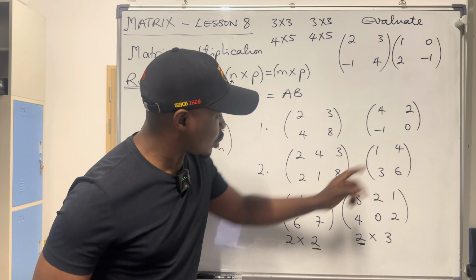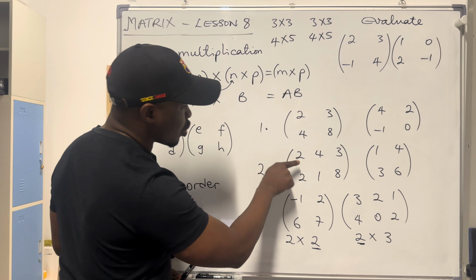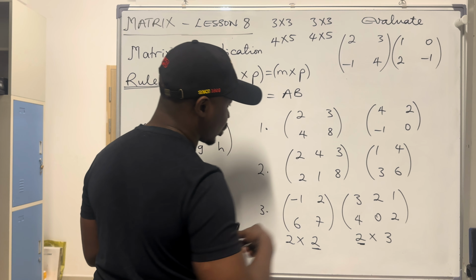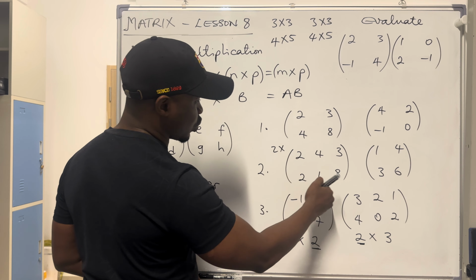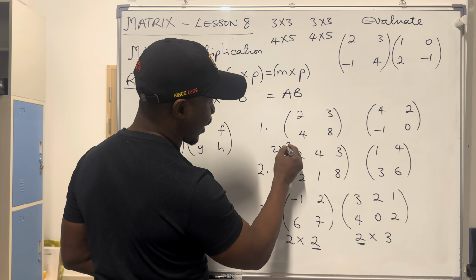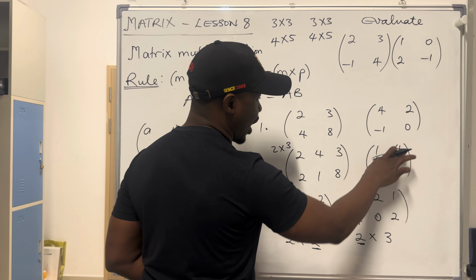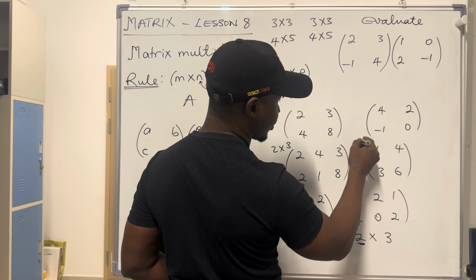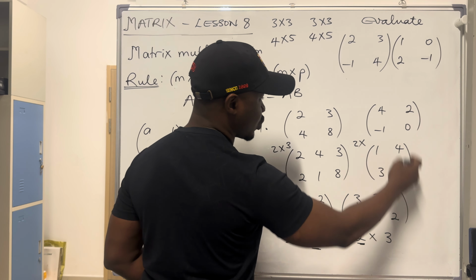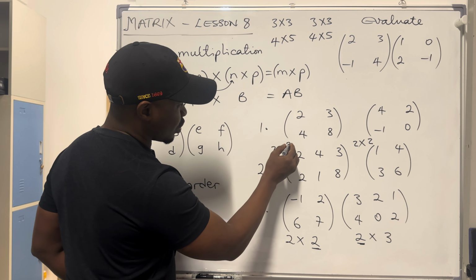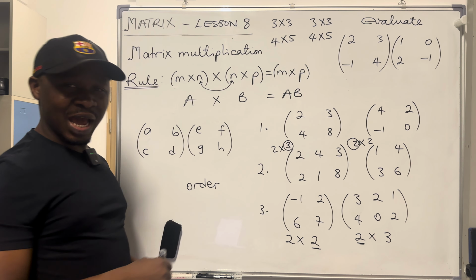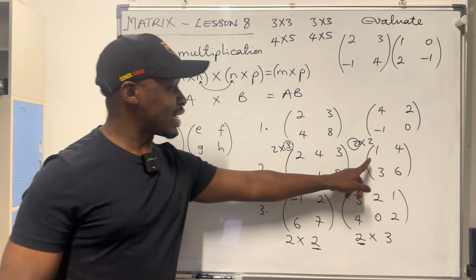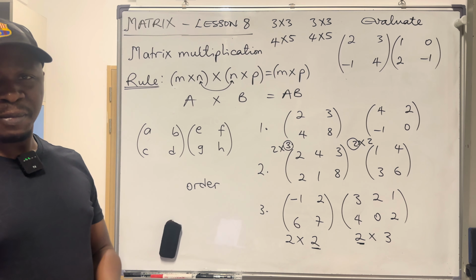Let's find out these two. How many rows? 1, 2 rows. How many columns? 1, 2, 3 columns. How many rows? 1, 2 rows. How many columns? 1, 2 columns. So this one here, are they the same? No, they are not the same. So meaning this and this, we cannot multiply them.